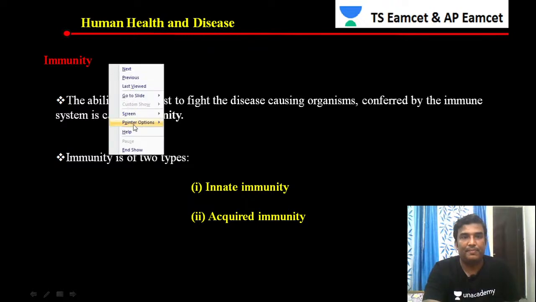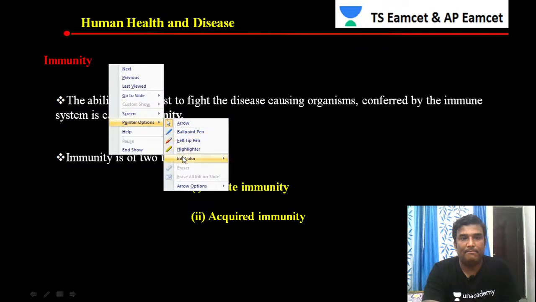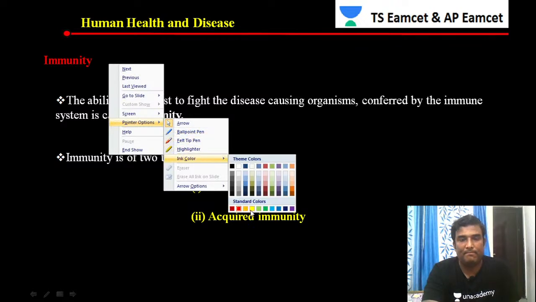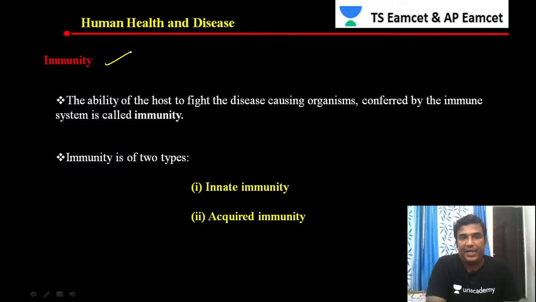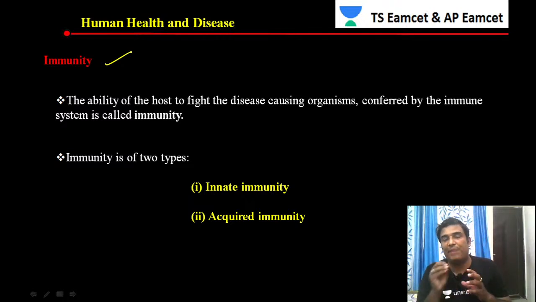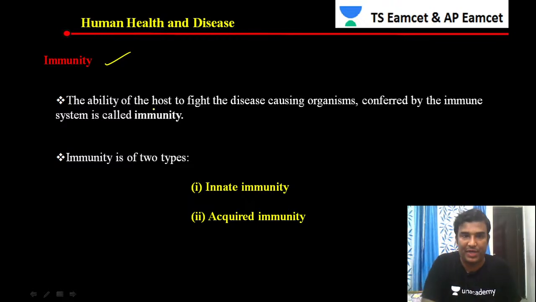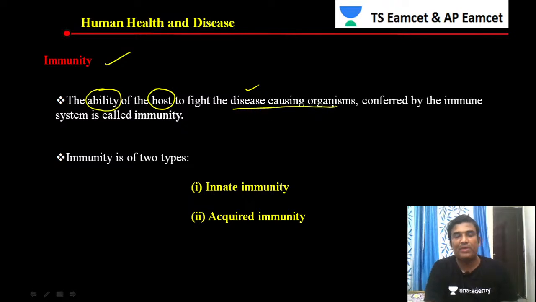What is this immunity actually? First of all, how to define this term immunity? It is the ability of the host to fight against disease causing organisms. The host means, for example, human beings, the best example, or any other animals.